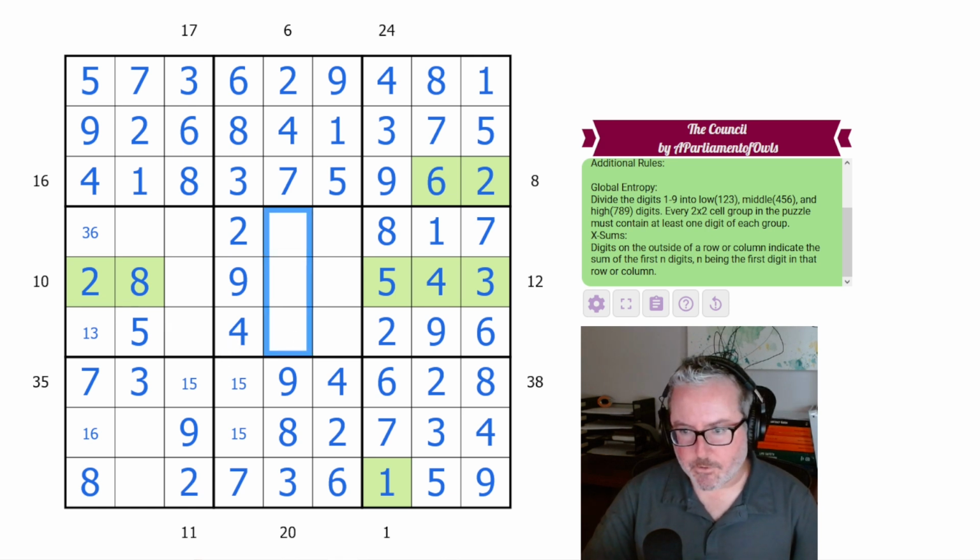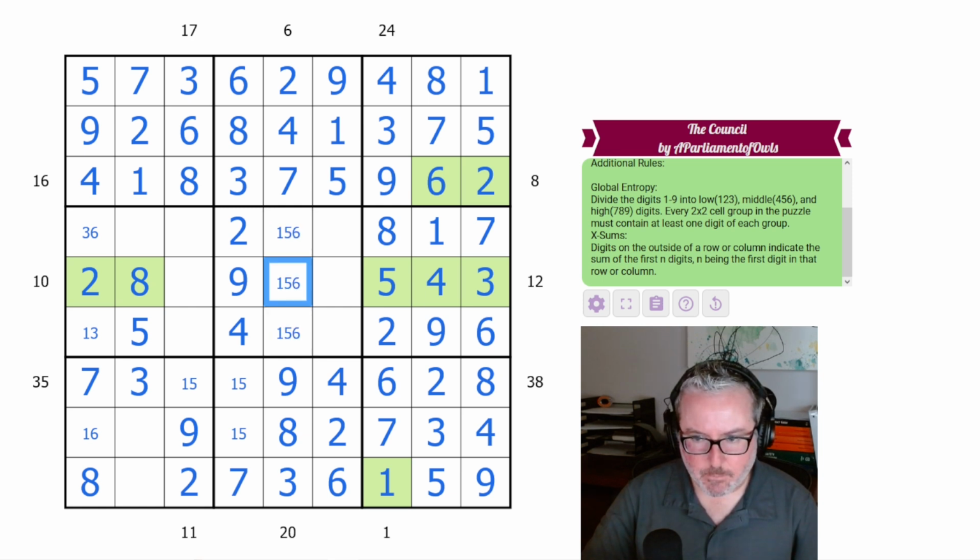Let's just put in our options here, and we'll go from there. We've got 1, 5, and 6. This one can't be 5 or 6. This is 1, and this can't be 5, so that's 6. This is 5. That 1 gave us our 3. That 3 gives us 6. That gives us 1. That gives us 5. 1, 5. These 3 digits.